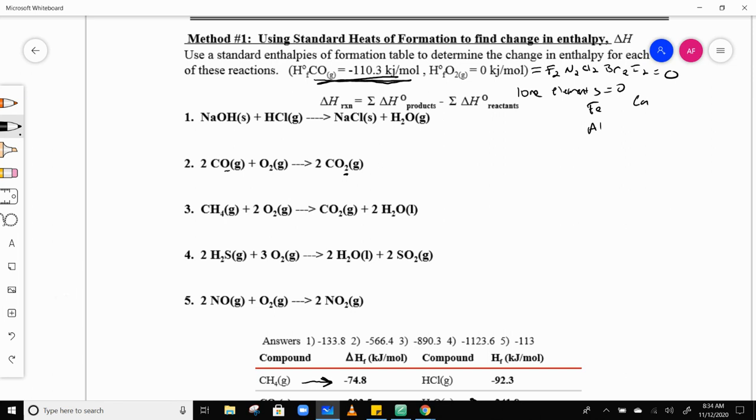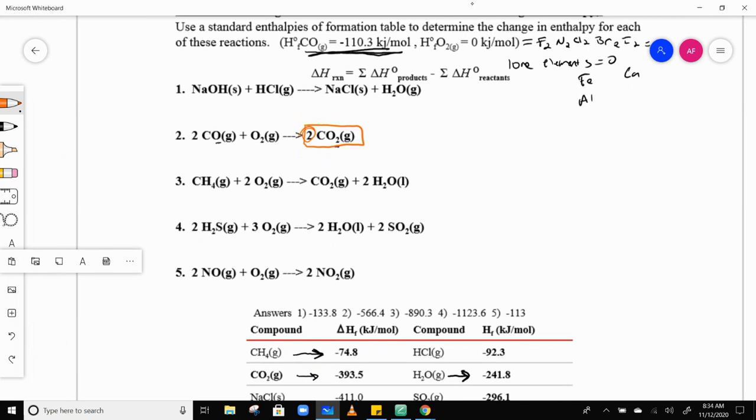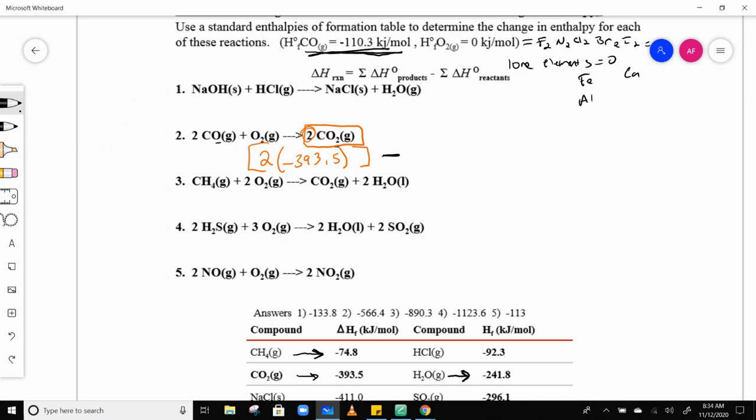Okay, so let's continue here. So this problem here, let's go up. So products, we have 2 CO2. So we do have to take into account the coefficients here. So there's 2 CO2s here. So we actually have to do 2 times the delta H of formation, which is negative 393.5. Okay, so that's the products minus the reactants, minus the sum of the reactants.